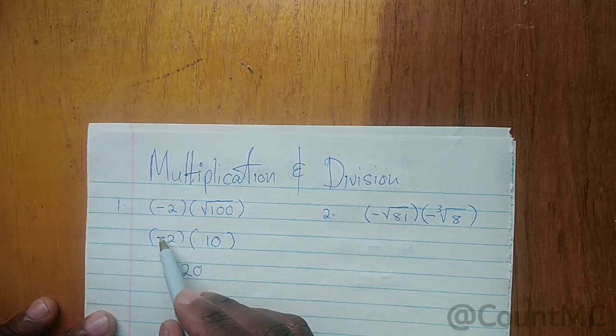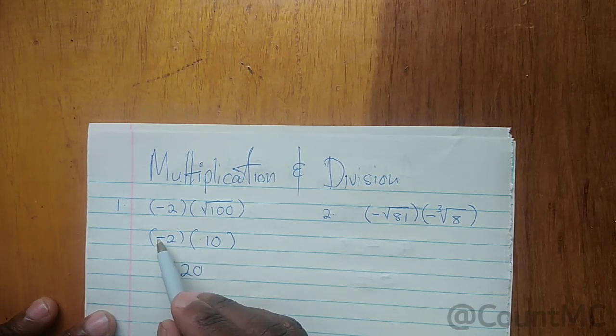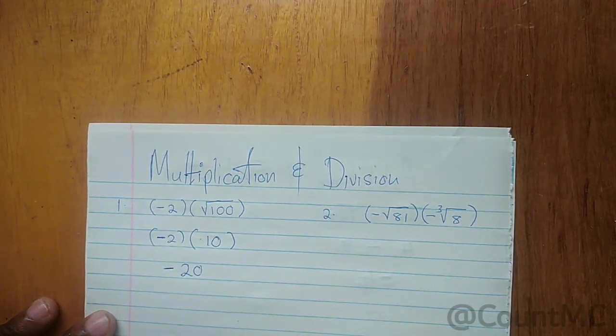Then you multiply the signs, minus times a positive. You count how many negatives you have. You have 1, that's an odd. If you've got an odd number of negative signs, 1, 3, 5, 7 negative signs, your answer will be negative.